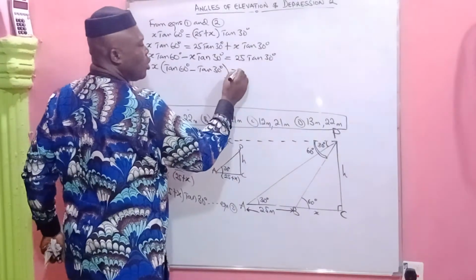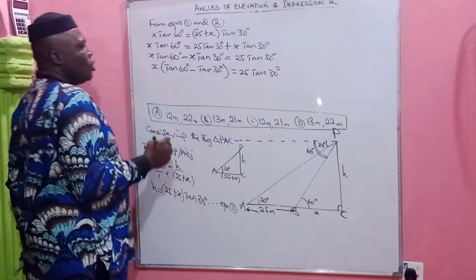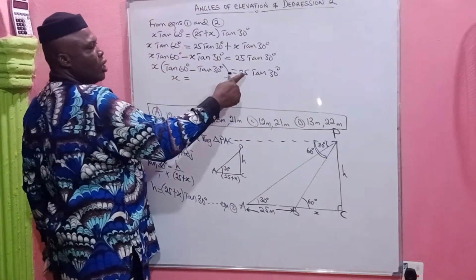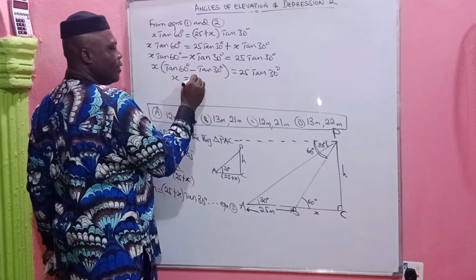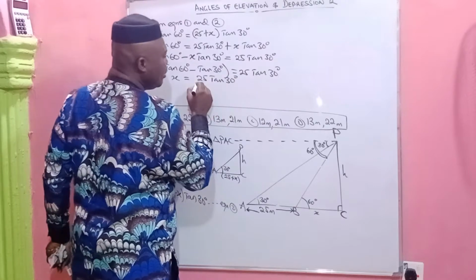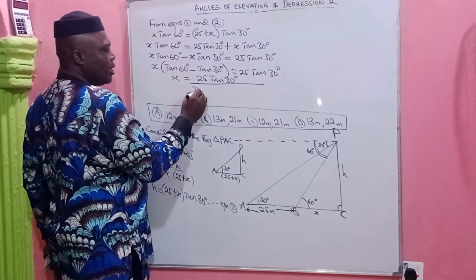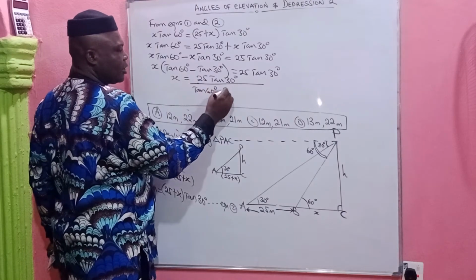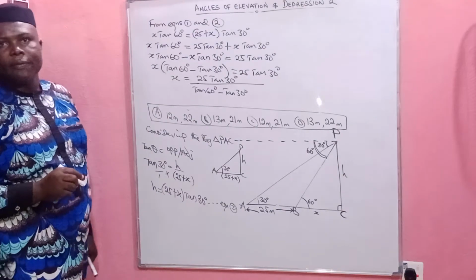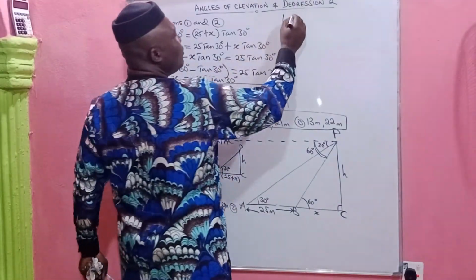So this will be equal to 25 tan 30 degrees. So we can easily find x now. x will be equal to 25 tan 30 degrees divided by the bracket, which is tan 60 degrees minus tan 30 degrees. So we are going to get the value of x. It's simple.